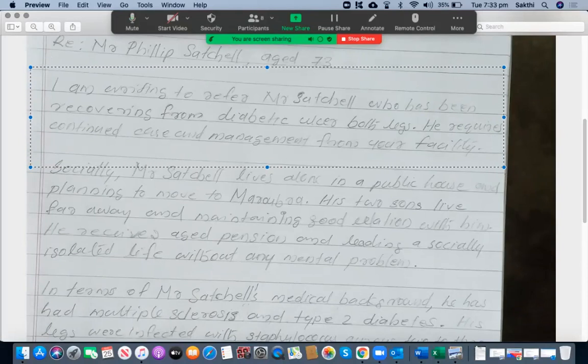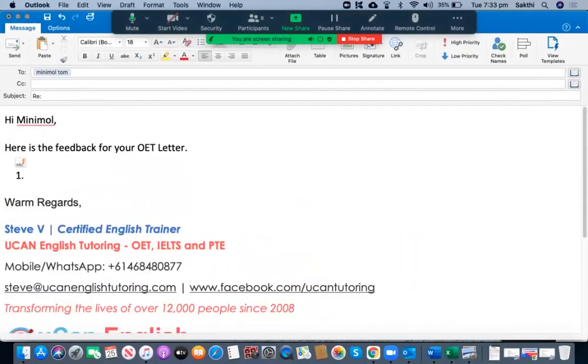Satchell, who has been recovering from diabetic... is that diabetic ulcer? Oh yeah, diabetic ulcer on both legs. So this is wrong. Don't say "diabetic ulcer both legs." That's wrong. Diabetic ulcer on both legs. So it needs to be grammatically correct. It needs to be ulcer on both legs.